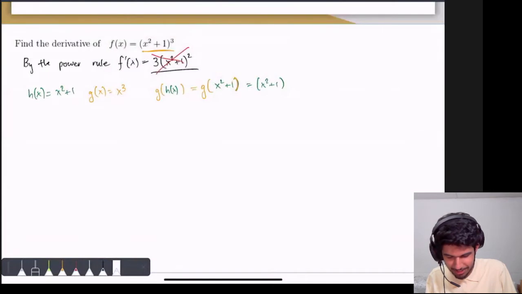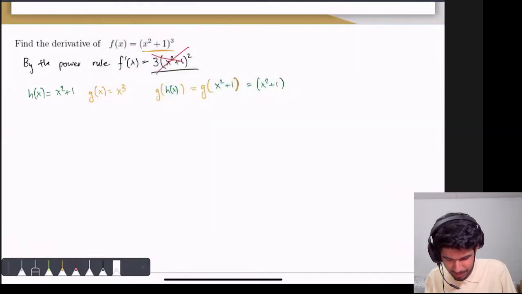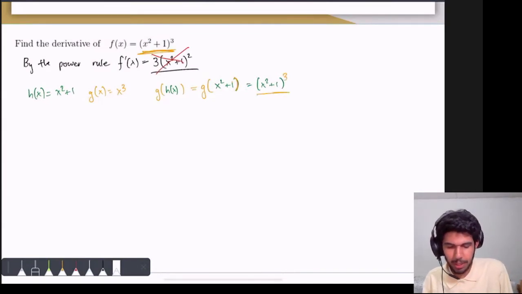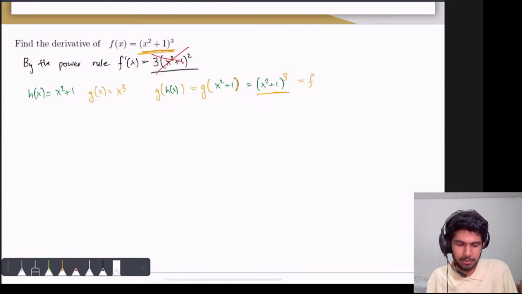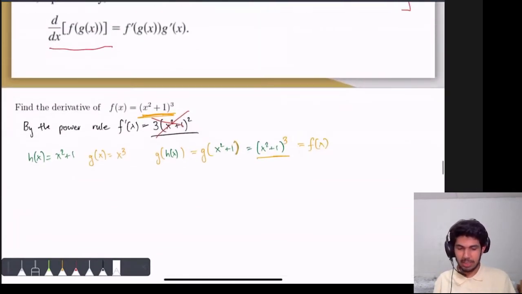Okay, the color's not saving, but that's all right. That function to the power of 3. I want to use the orange for it. There. Right? And that is what we're looking at with f of x. So this is equal to f of x. Right, so that's a little bit complex, but now we've separated our f of x into two functions, and now we can use the chain rule from up above.